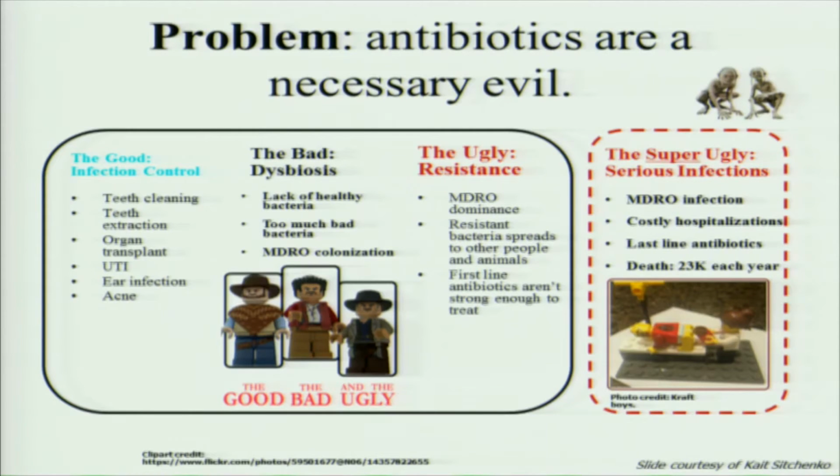But we end up with dysbiosis, which I've kind of mentioned already, maybe a lack of healthy bacteria, maybe too much bad bacteria, and this is where things like C. diff, like VRE, can come in. And then it gets uglier when we have multi-drug resistant organisms involved. You can get clinical infections with those multi-drug resistant organisms. And then I like the right, which is the super ugly. So these are very serious infections. You can have multi-drug resistant organism infections, like I said, hospitalizations, really toxic antibiotics, and death.